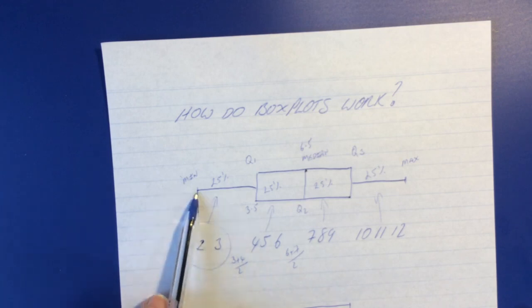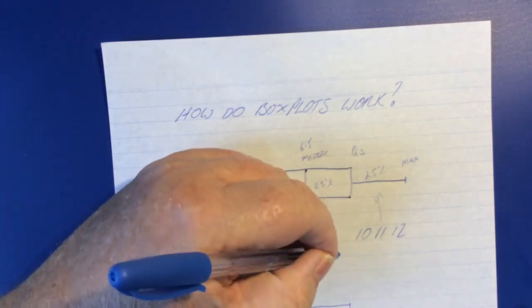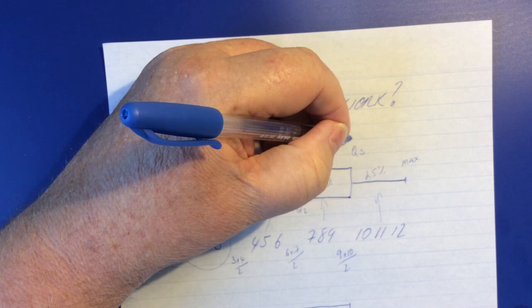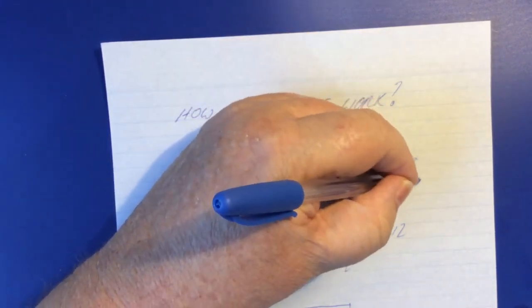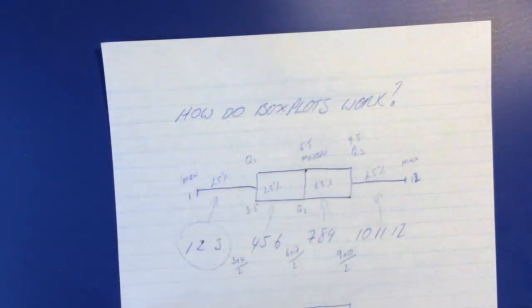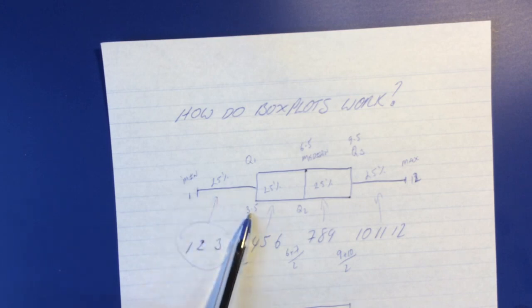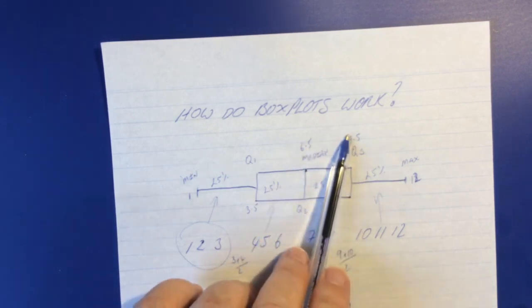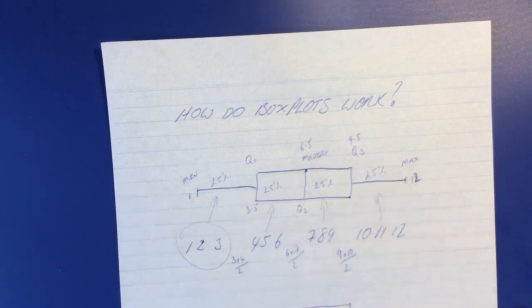So we've got the minimum value, we've got Q1, we've got the median. Q3 is 9 plus 10 divided by 2, which is 9.5. And we've got the maximum, which is 12, not 15, 12. And the minimum is 1. So in this very crowded field, the minimum is 1, Q1 is 3.5, Q2, or the median, is 6.5, Q3 is 9.5, and the maximum is 12. Okay.